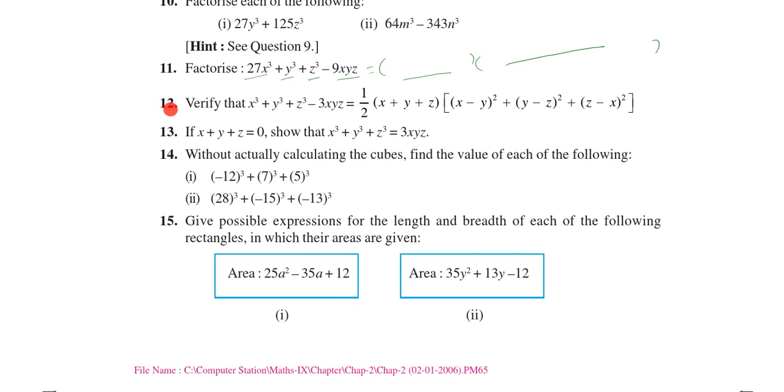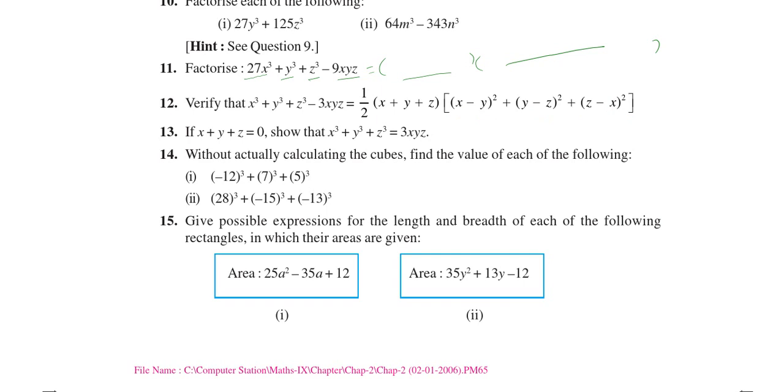Now the 12th question. It says verify that x cube plus y cube plus z cube minus 3xyz. This is the same identity they are talking about, okay? This 8th identity. So they are saying verify that these four terms are equal to half x plus y plus z, and then in bracket x minus y whole square, y minus z whole square, and z minus x whole square. So how can we verify?